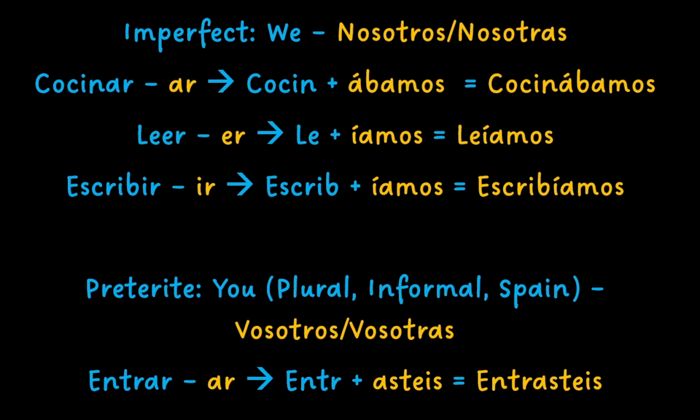For the fourth set of sentences, the imperfect tense will be in the we form. So cocinar becomes cocinábamos, leer becomes leíamos, and escribir becomes escribíamos. And the preterite tense will be in the you form when talking to multiple people informally and in Spain. So entrar will become entrastes.